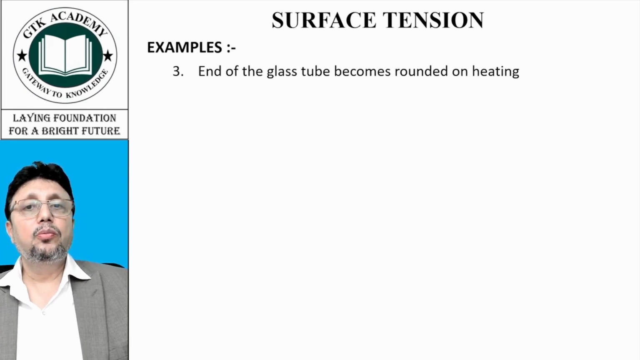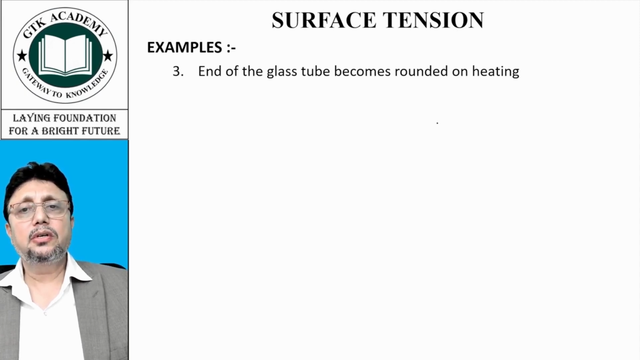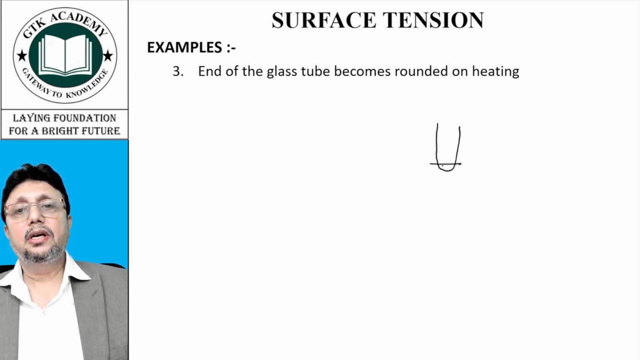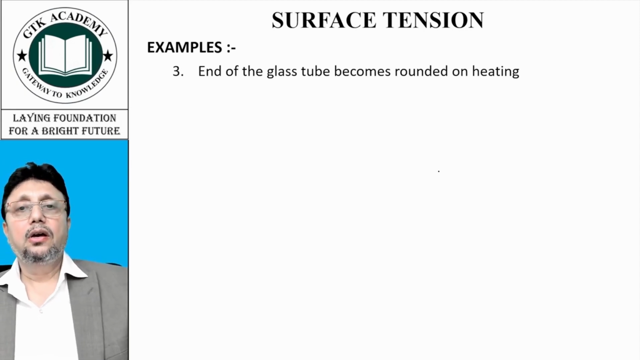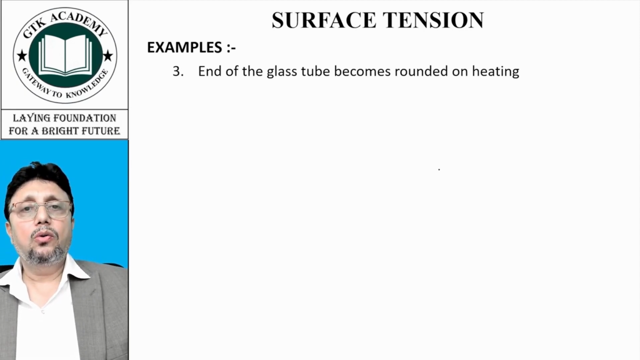End of the glass tube becomes rounded on heating. You must have seen these test tubes in labs. They are of this shape. You can see the spherical portion here. So how do we give this kind of shape to a tube?